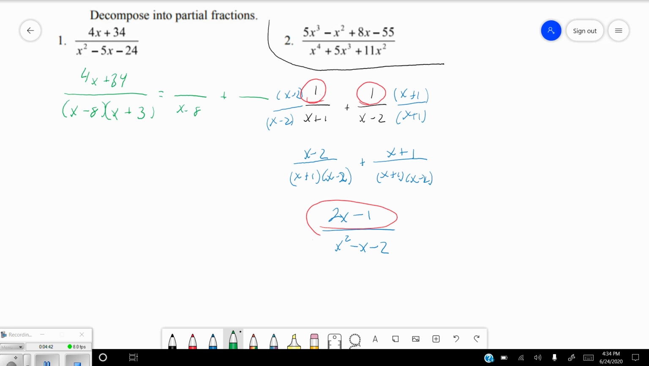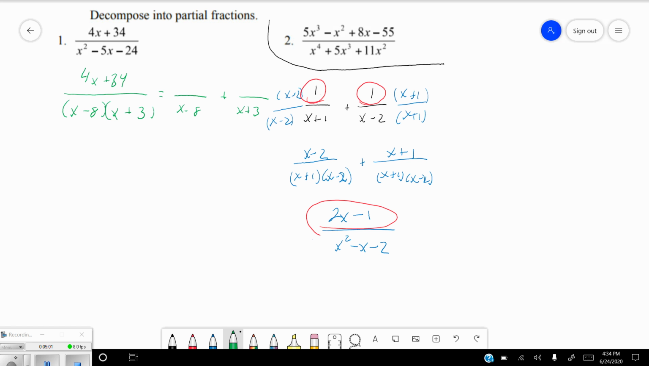minus 8 as a denominator and x plus 3 as a denominator. Again, I can't just put a 4x on top of one of them and 34 on top of the other one. It would be really nice if that worked, but as you can see from the example on the right, the original numerators do not become just adding those two things up and become the new numerator. So that's not going to work.